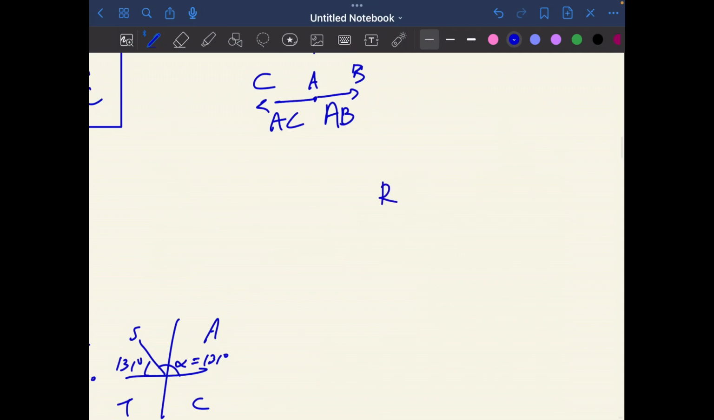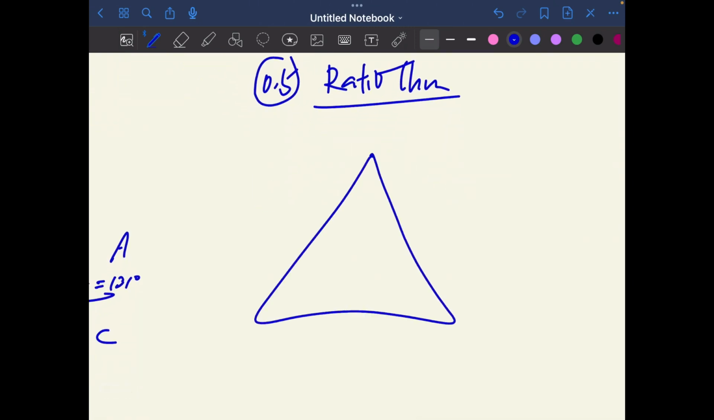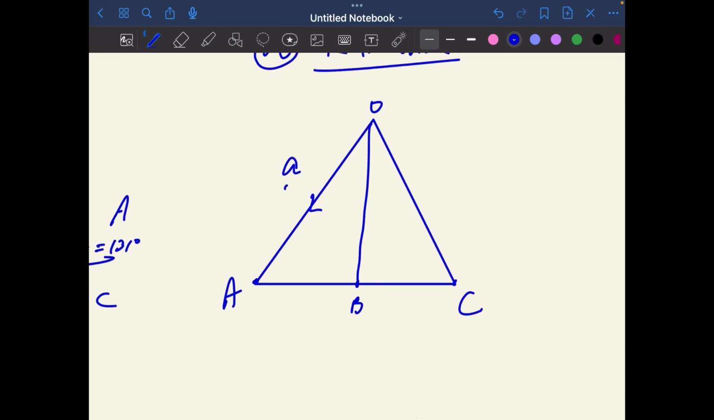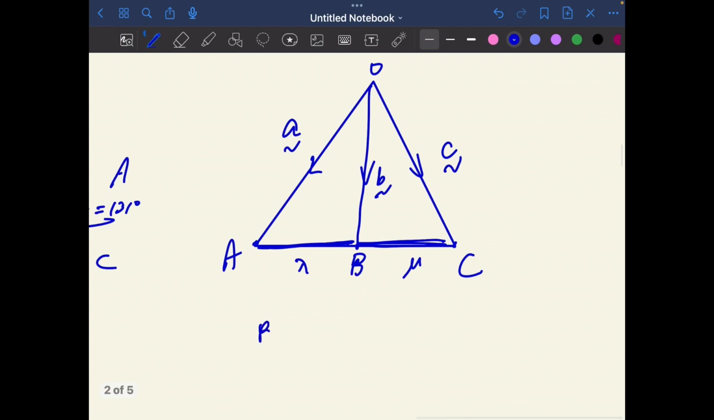I also forgot about the ratio theorem. The ratio theorem shows that for any triangle, let's call this O the origin, A, B, C, if we know OA, which is A, and OC, which is C, then we can find the middle vector OB, which is B. If we know the ratio between AB and BC, then we can work out B in terms of A and C. Let's say AB to BC is lambda is to mu.